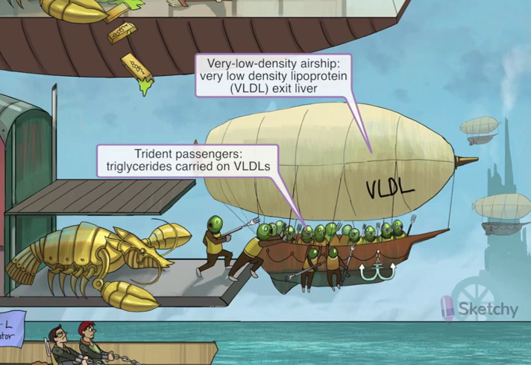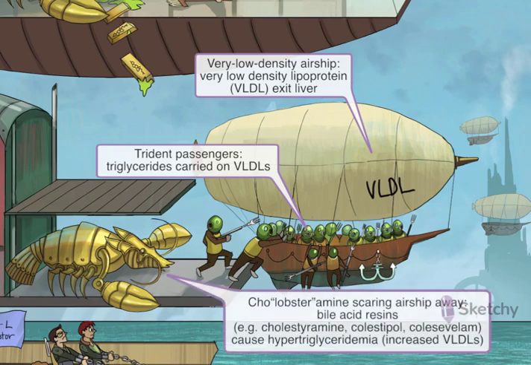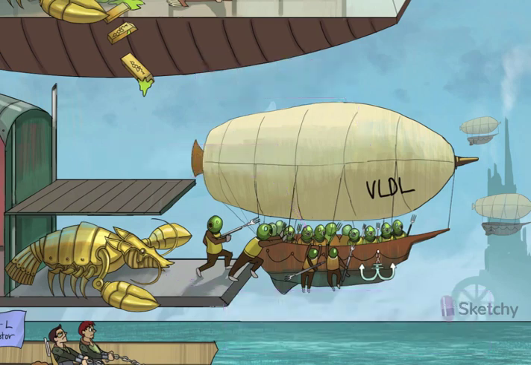Well, see how this colobstyramine lobster frightens the triglyceride passengers as they scramble onto the departing VLDLs for safety? Just remember that cholestyramine causes increased production of VLDLs and increases the levels of circulating triglycerides. Because of this tendency for bile acid binding agents to increase serum triglycerides, they should not be used in hypercholesterolemia patients who have concomitant hypertriglyceridemia. In other words, they're really only helpful for treating isolated increases in LDL.